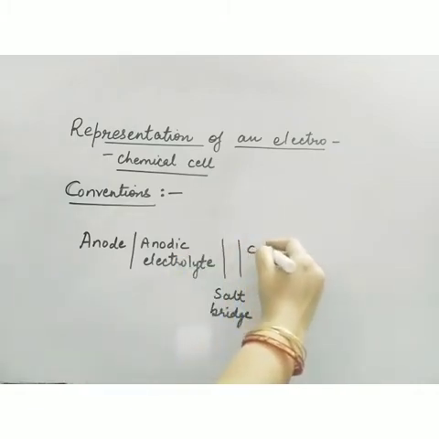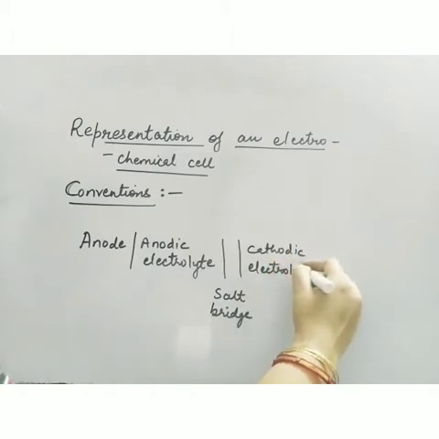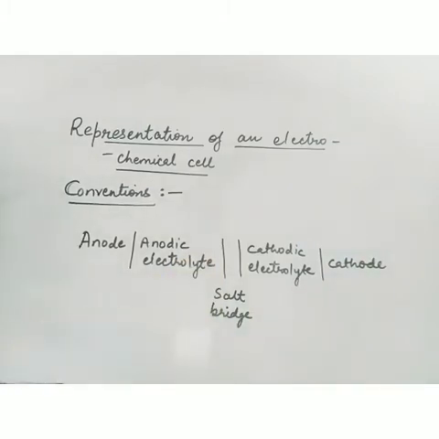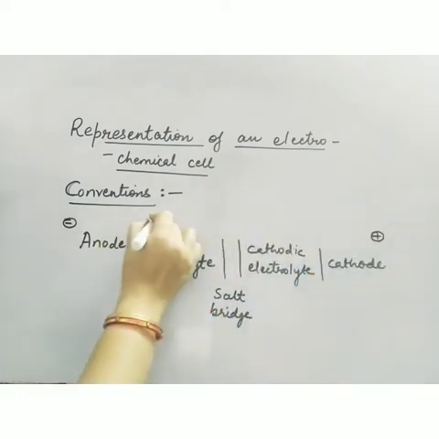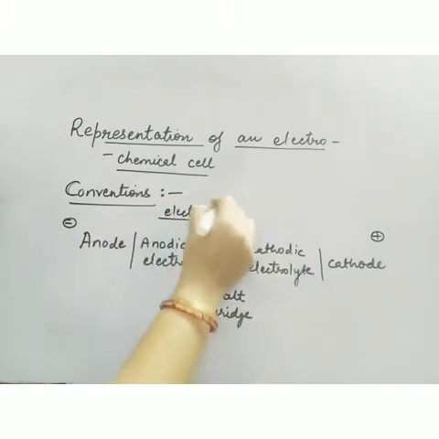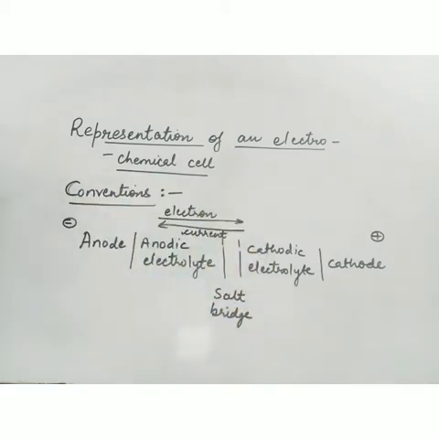Then cathodic electrolyte, and finally cathode. So this is the representation of an electrochemical cell. Here we can put a minus sign also for anode. This is in addition. We can put a plus sign here. Now the direction of electron is from anode to cathode. So this is the direction of electron, and from here to here it will be the direction of electric current. So this is how we can represent any electrochemical cell on paper.